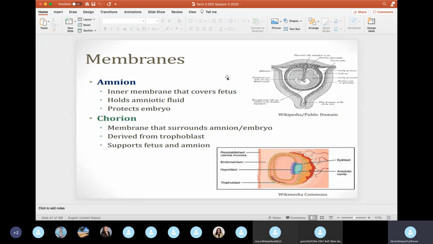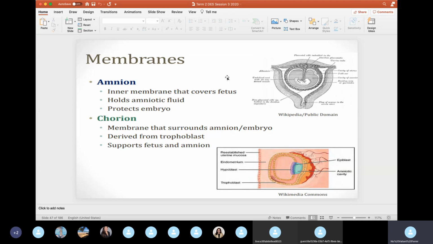How about the membranes? What's the difference between amnion and chorion, high yield? The amnion is the inner membrane that covers the fetus. It holds the amniotic fluid. So when you do genetic testing like amniocentesis, this is the part that you're going to get the fluid from, the amnion. What's the function of the amniotic fluid? It protects the embryo. How about the chorion? The chorion is a membrane that surrounds the embryo or your amnion. It is derived from what? High yield, trophoblast. What's the function of the chorion? It supports the fetus and amnion.